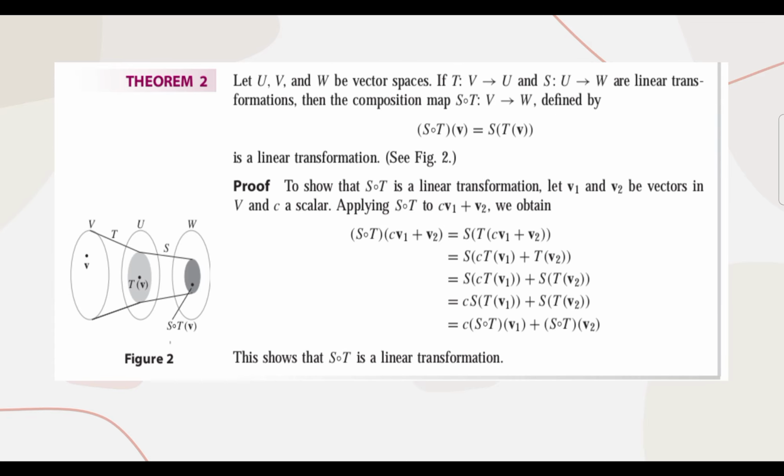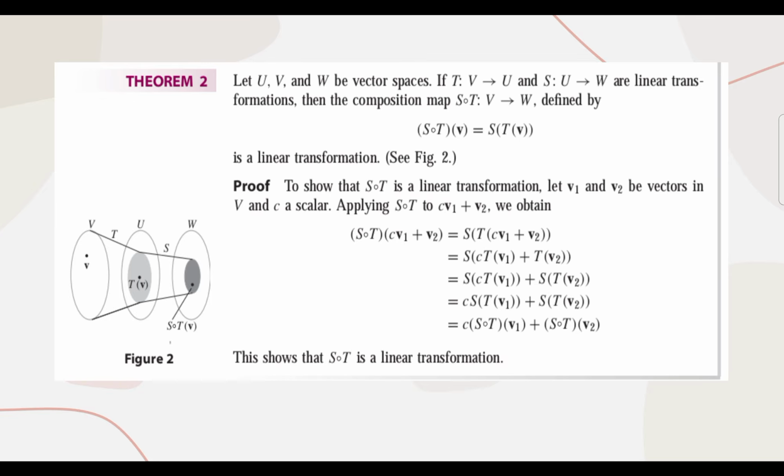Then in theorem 2, let U, V, and W be vector spaces. If T from V to U and S from U to W are linear transformations, then the composition map S∘T from V to W, defined by (S∘T) of V equals S of T of V, is a linear transformation.